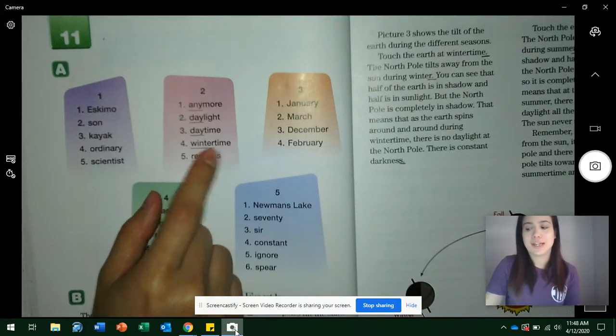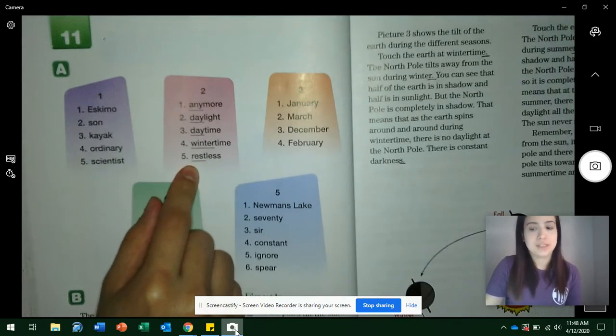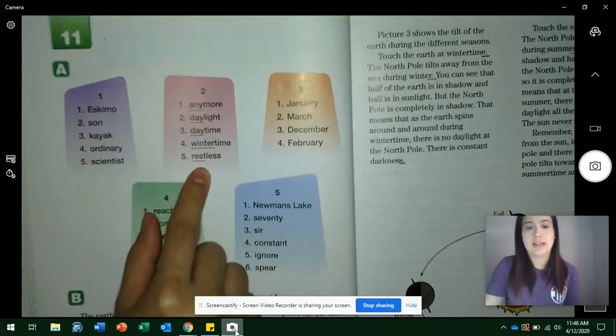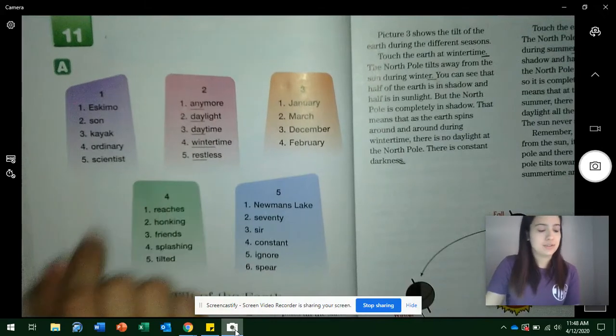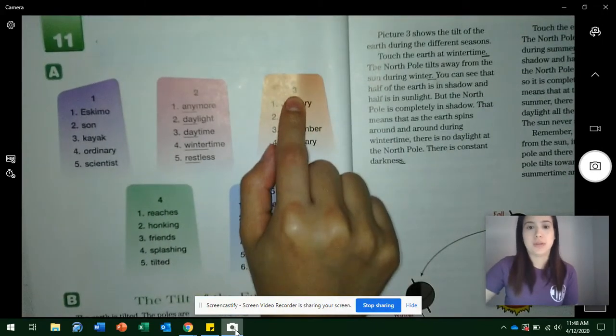Yes, wintertime. Word five. What's the underlined part? Get ready. Yes, rest. What's the whole word? Get ready. Yes, restless. Let's go ahead and move on to column three.